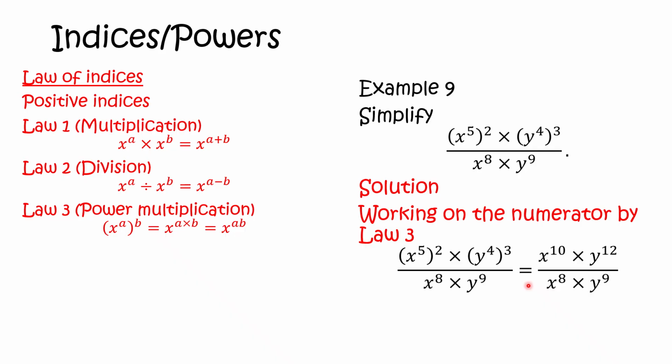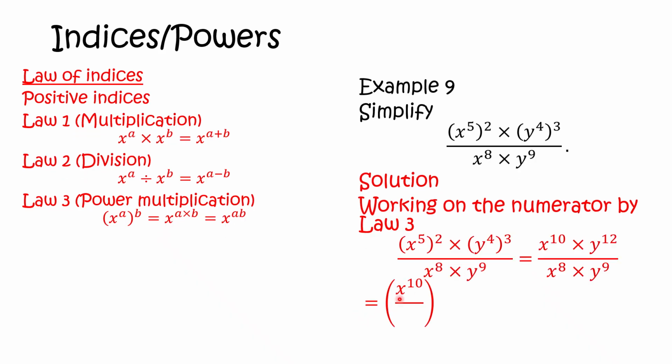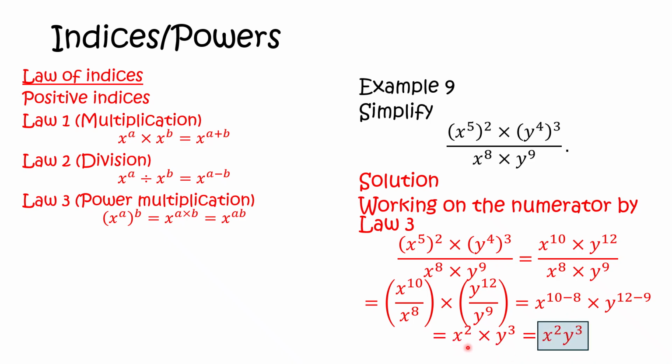So after dealing with the numerator, we can then separate the bases, that is to say, separating the x's by themselves and the y's by themselves, so that we have that. Now, in this case, we are able to apply the second law of indices, which is the division, so that we have x to the 10 minus 8 times y to the 12 minus 9. Why? Because we were dividing these according to law number 2. Now, simplifying further, we are going to get our final answer as x squared y cubed.